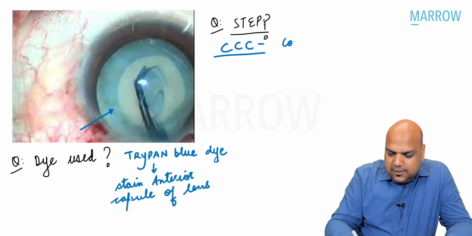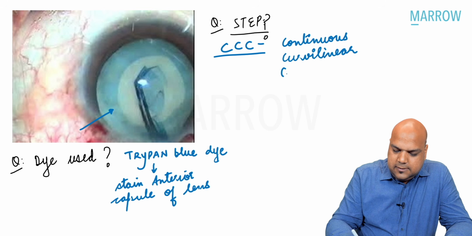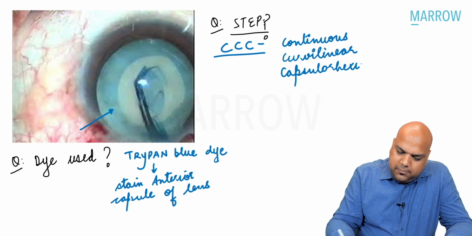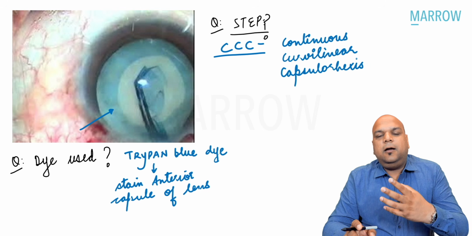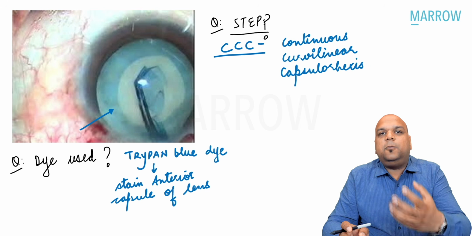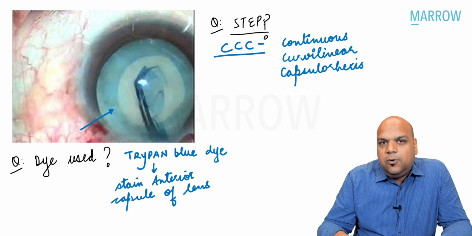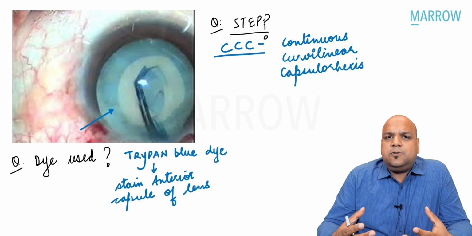So what is CCC? Continuous curvilinear capsulorhexis. This is one of the most important steps of the surgery, because this is probably one deciding factor and a step which takes little time to be able to master. If CCC goes wrong, then your surgery invariably will go wrong. There are going to be complications, and that is why a lot of questions get focused on CCC.